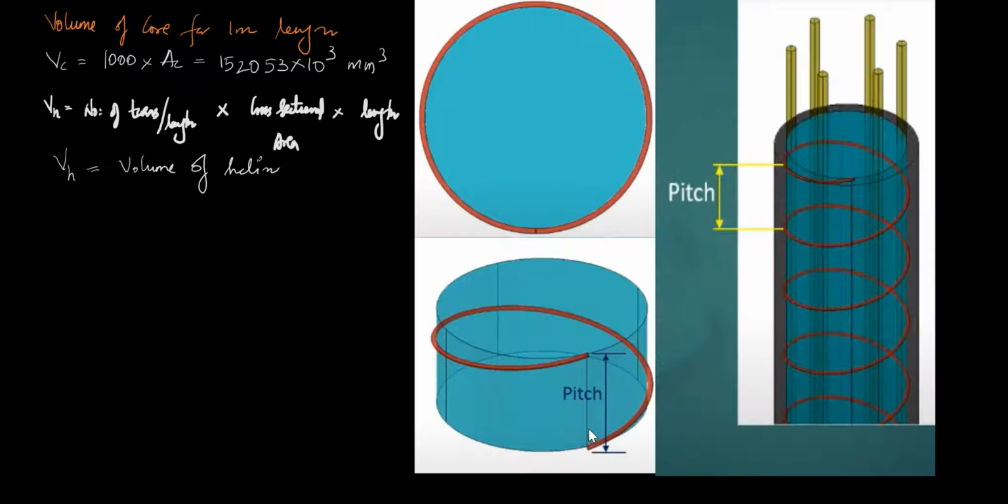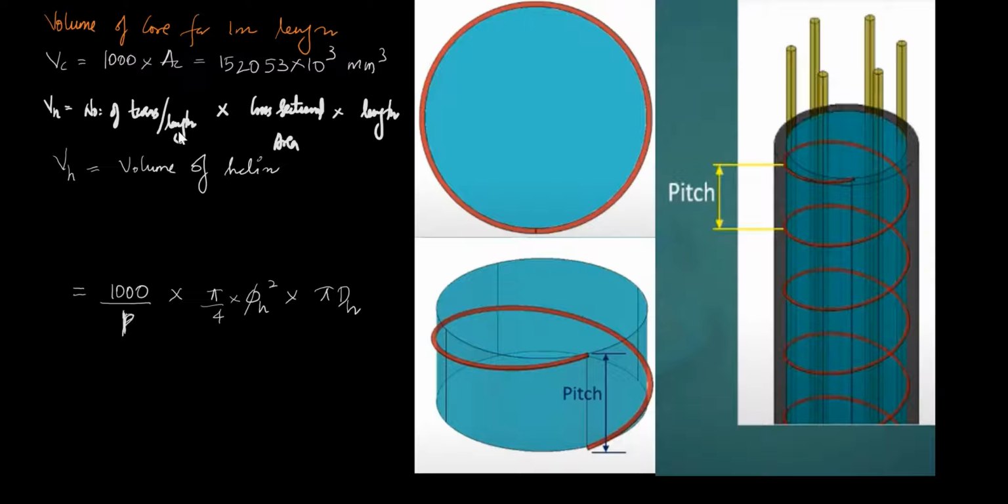The cross-sectional area will definitely be this area, into the length will give you the volume of the helix for 1 turn. That is, the cross-sectional area into the length of the helix will give you the volume of the helix for 1 turn, into number of turns for 1 meter will give you the total volume of the helix in 1 meter. So I can write here, this Vh is equal to number of turns.